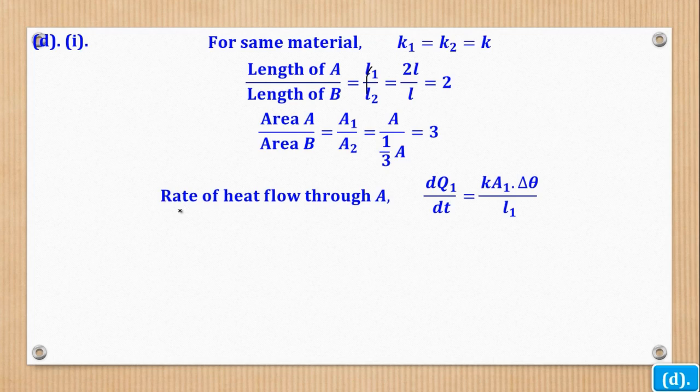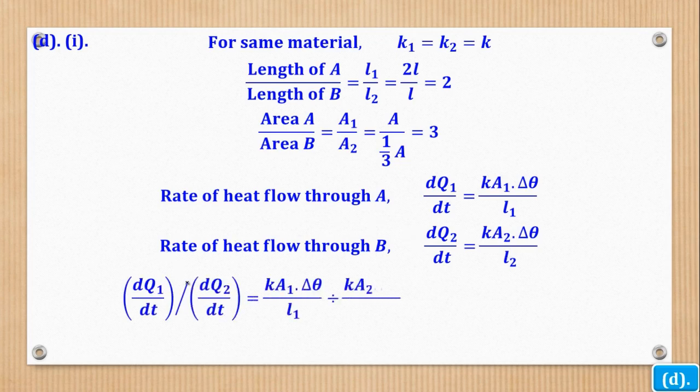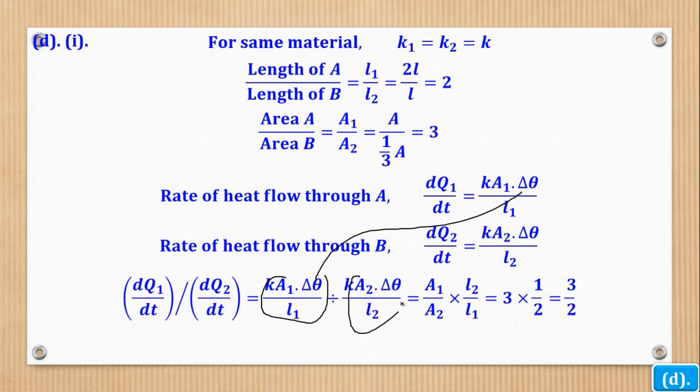So you come and say that the rate of heat flow through A is given by dQ1/dt, which is equal to, given this formula, KA multiplied by the temperature gradient. Same that through B is also dQ2/dt, which is KA2 multiplied by the temperature gradient. So when you divide these two rates, we shall come up with this, which is here, divided by this, which is here.